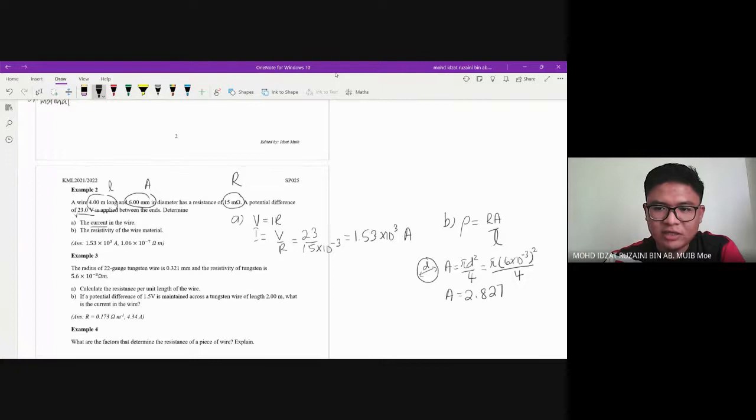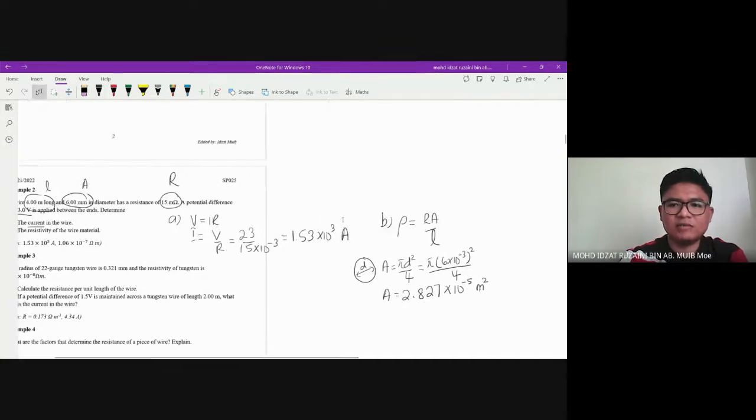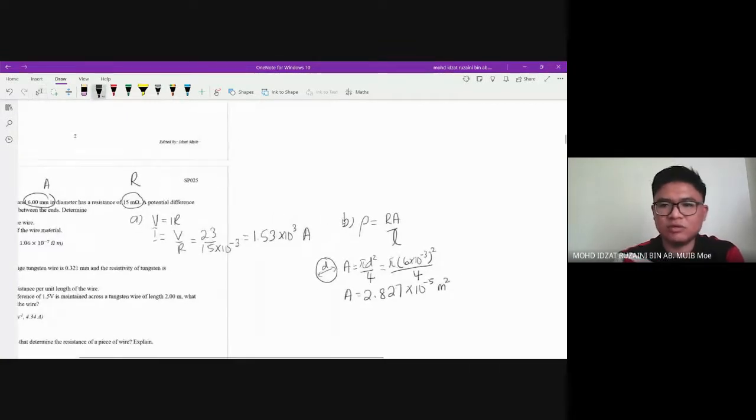2.827, I take 3 because it is in the middle of the calculation. Okay, meter square. Okay, so you will substitute this value into the given equation. So you will use rho. You want to find R, which is 15 times 10 power of negative 3. A is 2.827 power of negative 5.